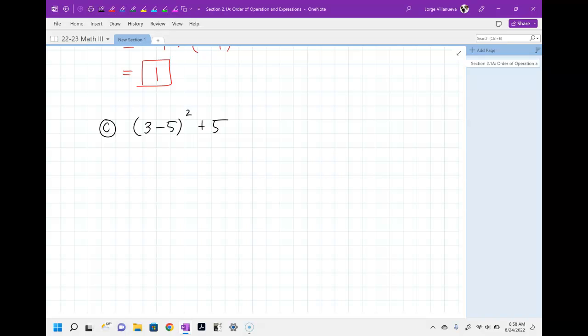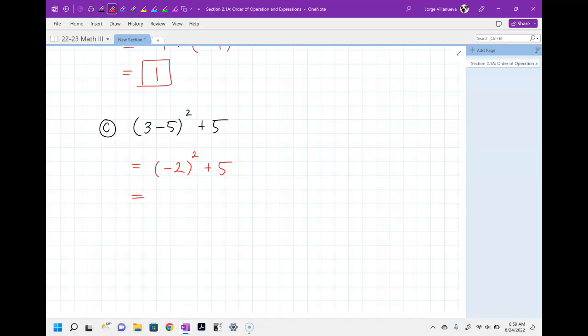Anyhow, first thing to do here is what? Exponent? No, parenthesis, right? Still got to do parentheses first. Then I can do the exponents, right? So 3 minus 5 is going to be my first step. That's negative 2 squared plus 5. What's negative 2 squared?